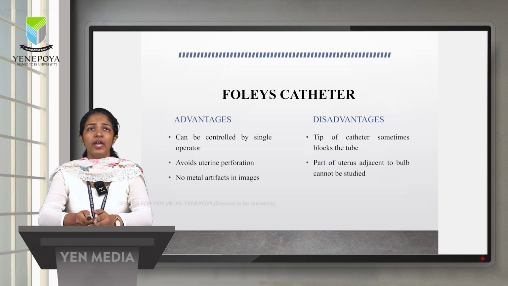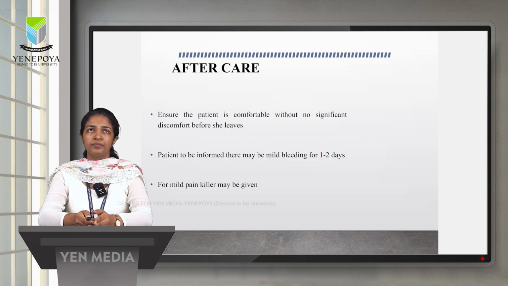Then coming to the advantages and disadvantages of the Foley's catheter technique. The advantages are that it can be controlled by a single operator, it avoids uterine perforation, and no metal artifact can be seen in the images. Coming to the disadvantages, the tip of the catheter sometimes blocks the tube, and the part of the uterus adjacent to the bulb cannot be studied.